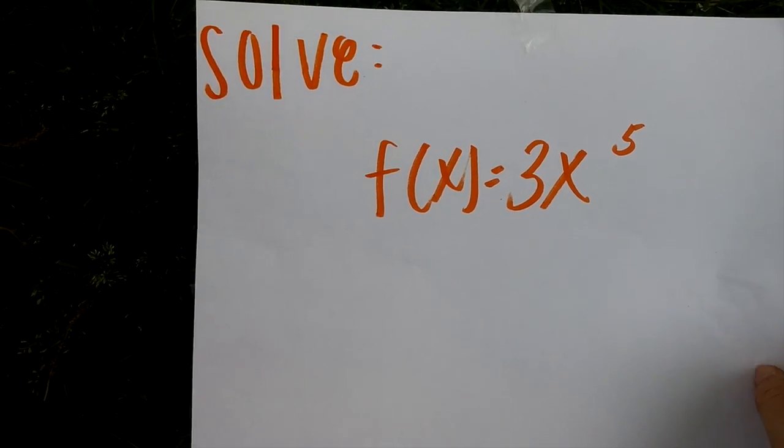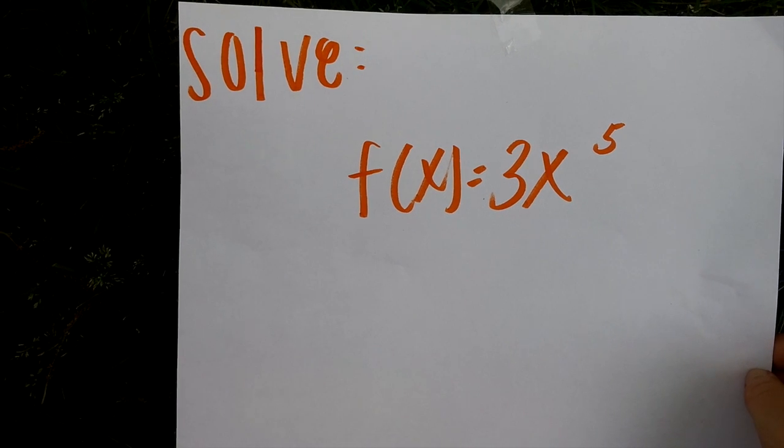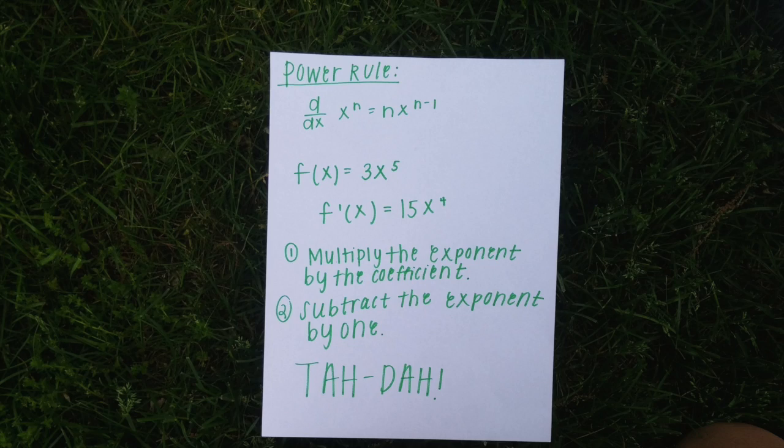To solve f of x equals 3x to the 5th, we'll have to use the power rule. For the power rule, if x is raised to the n power, you're going to take n times x to the n minus 1 power. In simpler terms, you're going to take the coefficient times the exponent, then attach x, and then you're going to take the exponent minus 1.